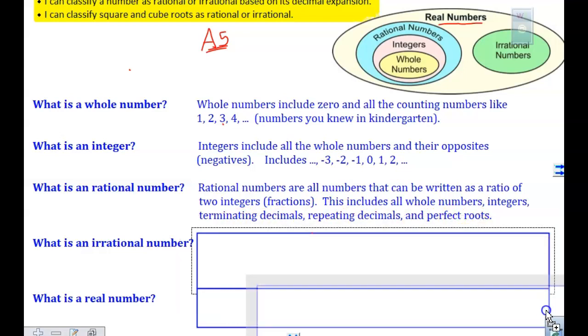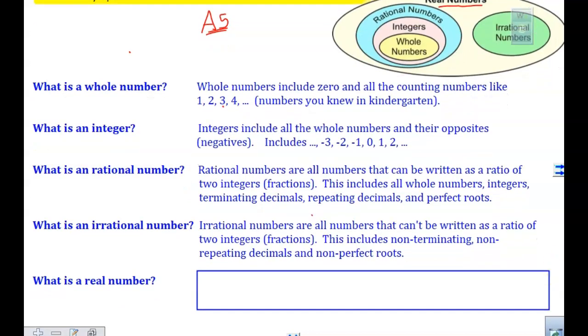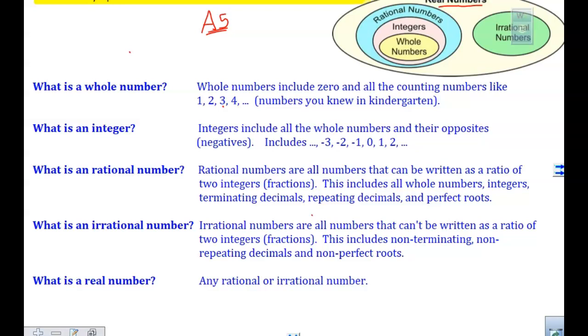What are our irrational numbers? If you tried to write your definition again, now you're going to look at this one to write it down. Irrational numbers are numbers that cannot be written as a ratio of two integers or fractions and include non-terminating decimals, so they never end and they never repeat, and it would be our non-perfect roots. And the last one is, what is a real number? If we are looking at that definition, a real number is going to be all of our rational and irrational numbers. That's your definition.